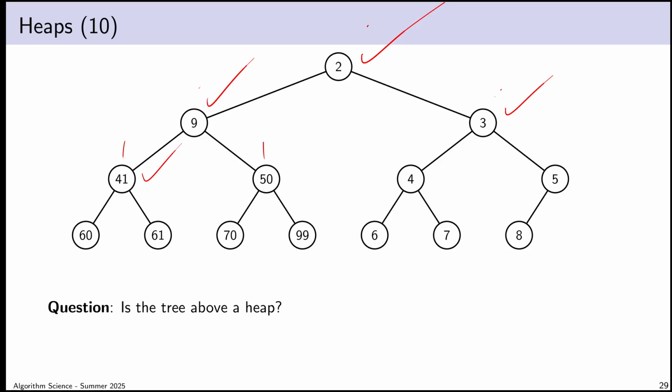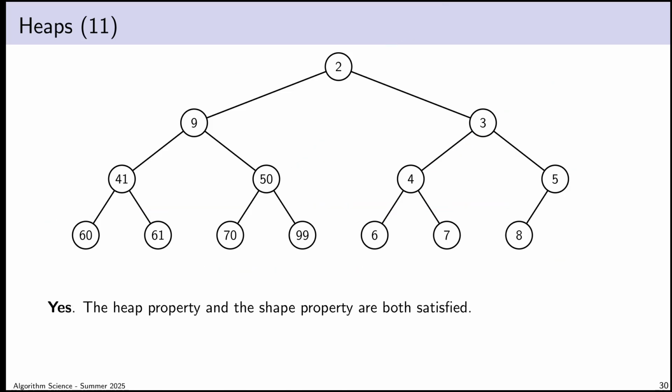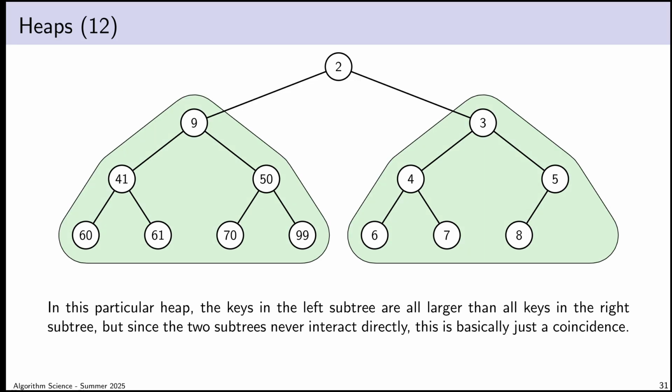41 is less than 60 and 61. 50 is less than 70 and 99. 4 is less than 6 and 7, and 5 is less than 8. And of course, the heap property always applies at the leaves because they have no children. And so in fact, this is a heap. The shape property and heap property are both satisfied and hold everywhere. Okay? Wait, no, I've got one more remark to make on this example.